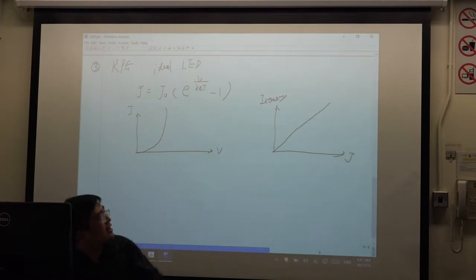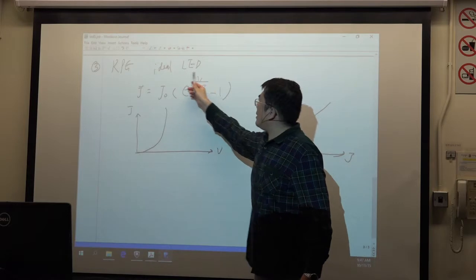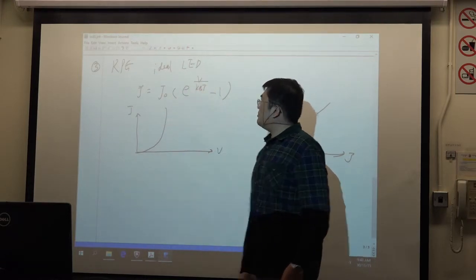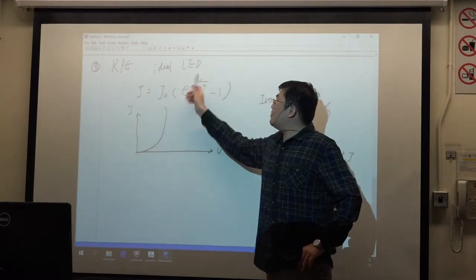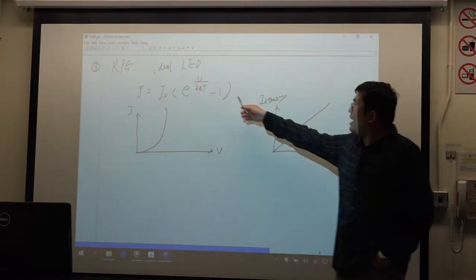Here is what we call the Shockley diode equation. It's very basic. This is the exponential increase of the dark current. If we go to zero bias, the terms cancel each other, because at thermal equilibrium there is no current. When you add a bias, the current increases exponentially. This follows Boltzmann statistics, and they call it the Shockley diode equation.